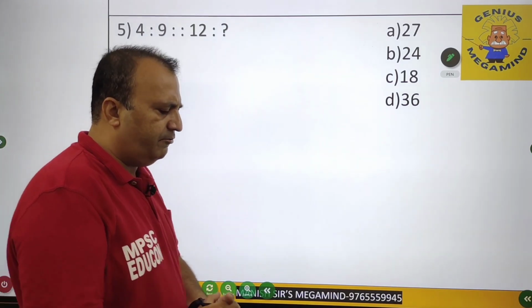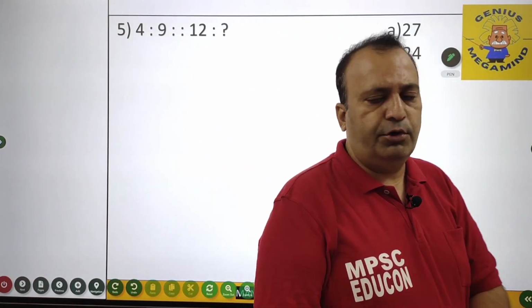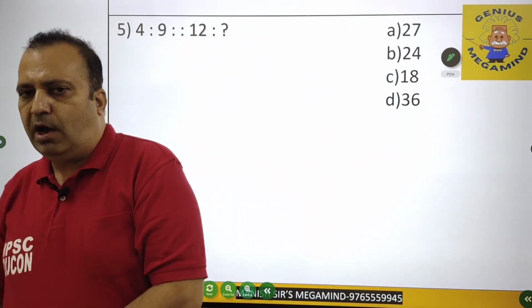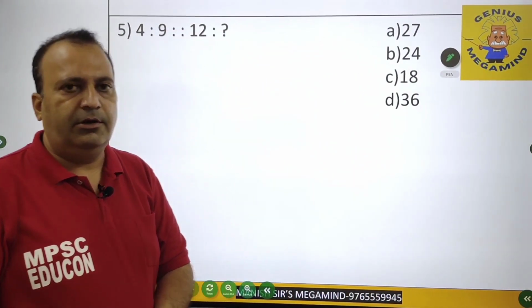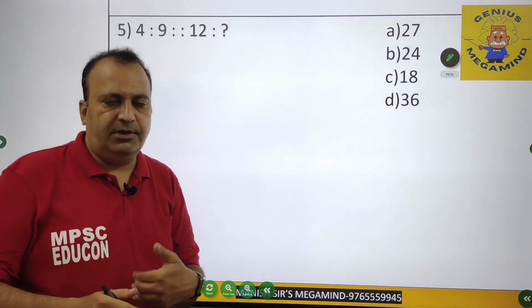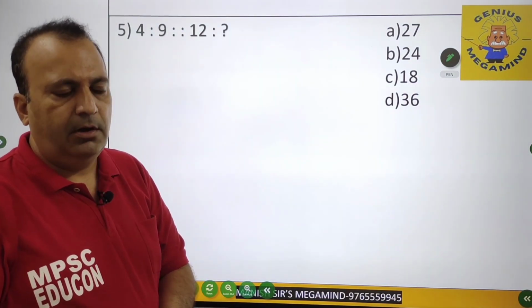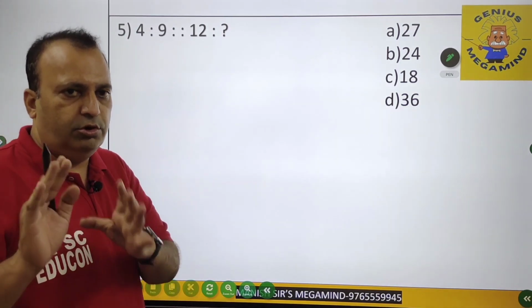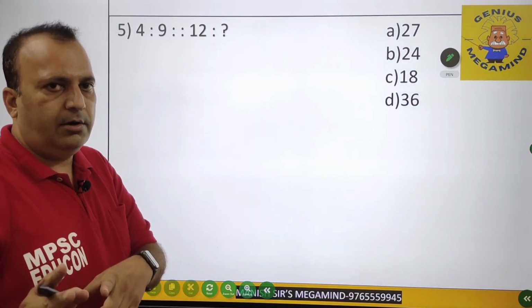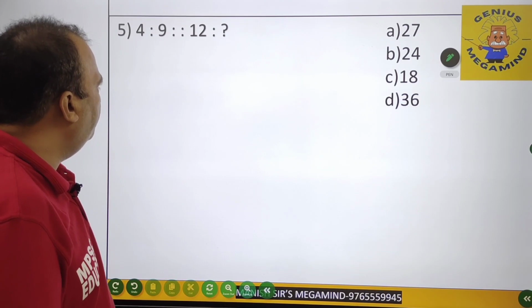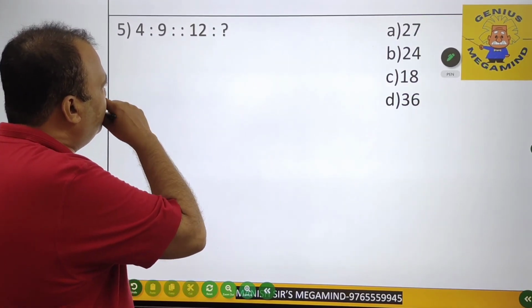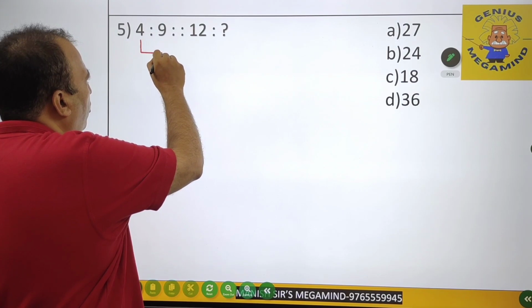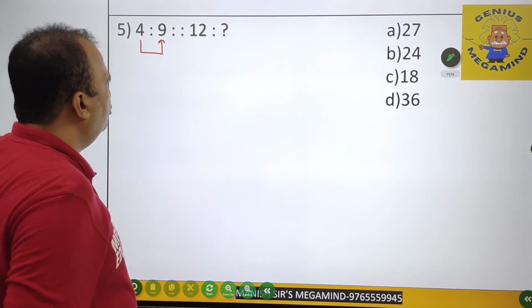Now question number 5 on your screens. 4 is to 9. So in the same way, 12 is to what? I can deal with the question in two different ways. One of the methods is most simple, the other one is a bit complicated, but please try to understand both the methods because in the long run that is going to help you develop your logic. So how do I get 4 and 9 together?